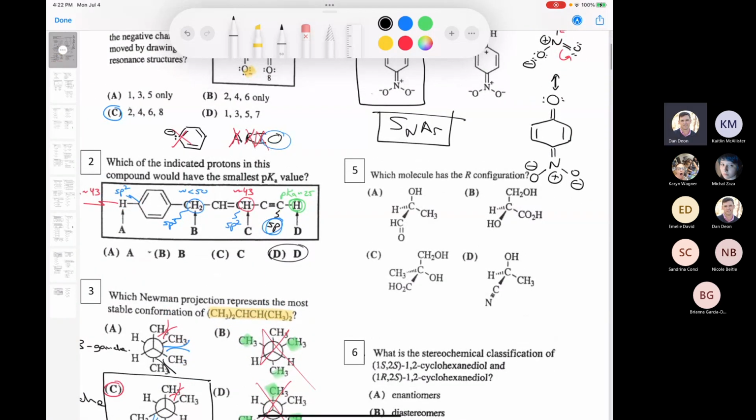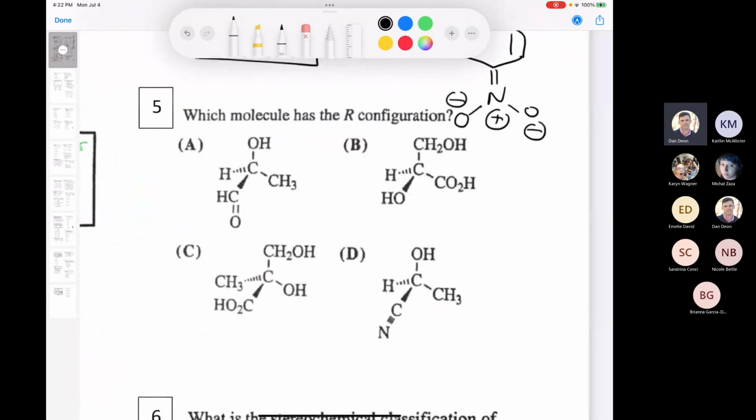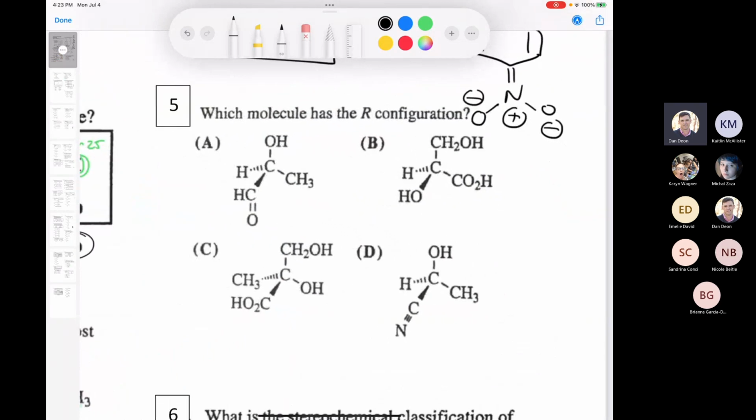Okay. Here we go. Let's take a look at some Cahn-Ingold-Prelog rules. This is just a review of Organic Chemistry 1. Many of my students are interested in writing standardized exams, and so I would be remiss to leave something out with R and S in it. It says, which molecule has the R configuration?